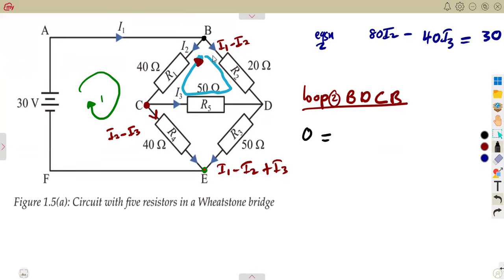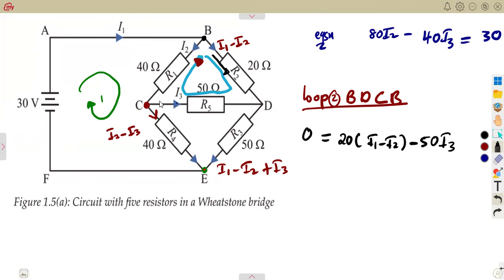So we're going to move from B to D. Are we moving in the same direction as the loop? Yes. So that's a positive. That'll be 20 times the current, that's I1 minus I2. You move on from D to C. You are opposing here. This is where you're going, but the current is moving the other direction. So that will be a negative because we are opposing the way this current is moving. So that's a negative 50 times the current given there. That's I3.